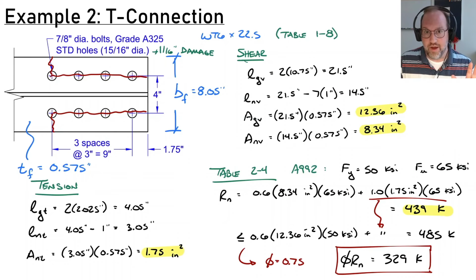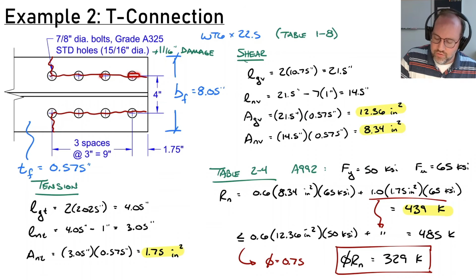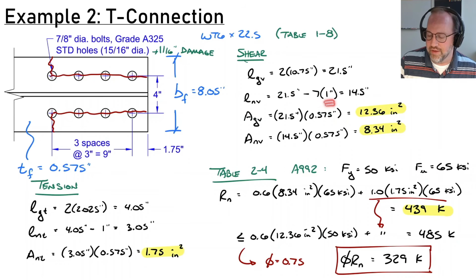Now I need to subtract off my hole diameters, and I have 1, 2, 3.5. So that's 3.5 on top, and then another 1, 2, 3.5 on bottom. So that's a total of 7 diameters. So 7. The diameter of a hole is 1 inch, accounting for the damage zone. So therefore, this length, the net length, is 14.5 inches.